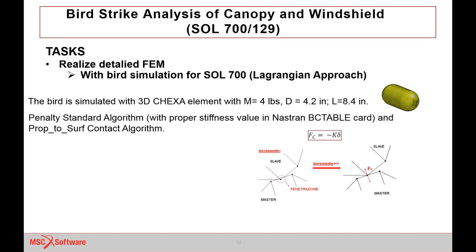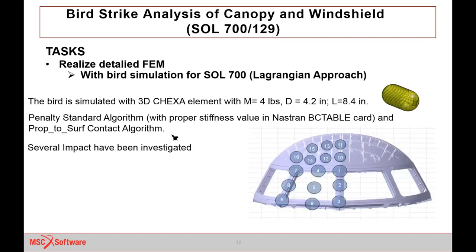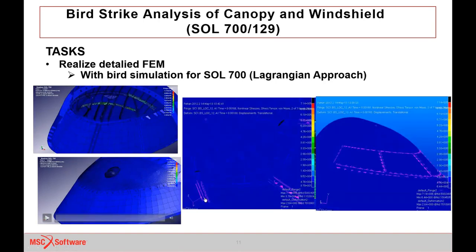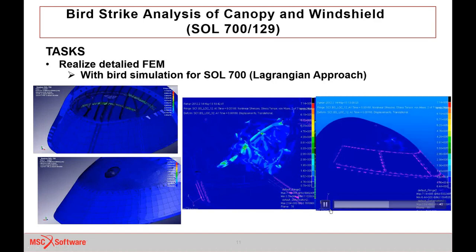Otherwise, you spend a lot of money only for physical tests. But from a numerical point of view, you can simulate different points of impact, and you can appreciate which are the most dangerous situations and which are the effects of the impact. So you simulate the impact on the canopy, you simulate the impact on the windshield, and you can appreciate results in terms of stress and deformation.